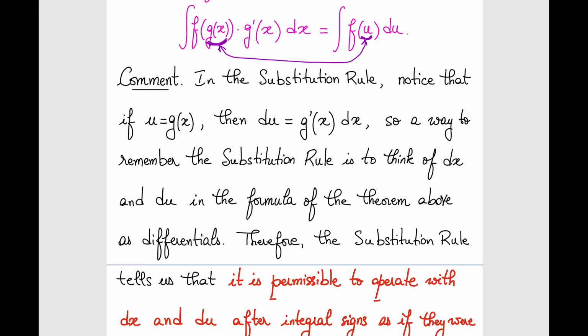You agree with me? So if you think about u as being g of x, then du, based on the discussion above, beginning of the section, du is g prime of x dx. Okay? So a way to remember the substitution formula is to think of dx and du in the formula of the theorem above as differentials, like we just discussed at the beginning of the section. Therefore, the substitution rule tells us it's permissible to operate with dx and du after integral signs.